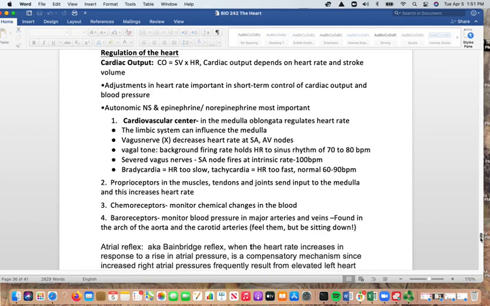Vagal tone is your background firing rate. It's going to hold the heart rate to a sinus rhythm. It's going to give that background rhythm of 70 to 80 beats per minute. If the vagus nerve is severed, the SA node is going to fire intrinsically at a rate of about 100 beats per minute. Again, bradycardia is when it's too slow, tachycardia when it's too fast. Normal is considered 60 to 90 beats per minute.